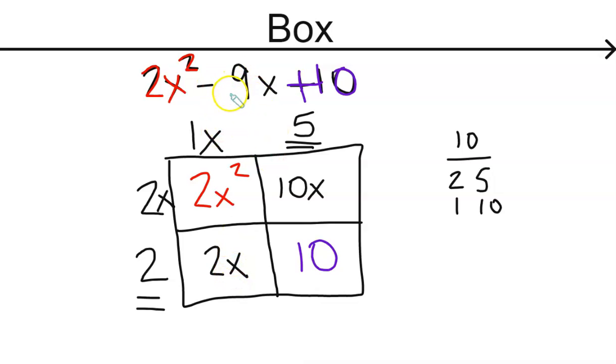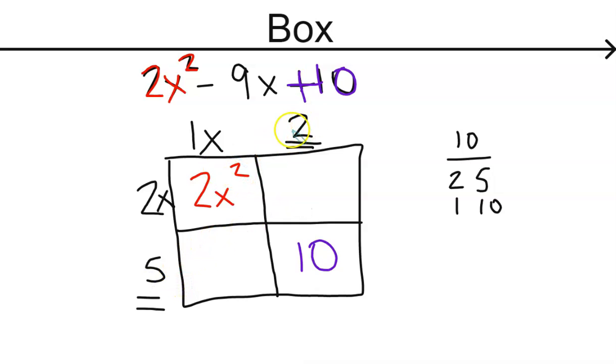I don't want 12. I want a negative 9. So I didn't put this in the right order. So let's back up. Let's back up. Okay? So let's think about putting them in the other direction. What if I put the 2 here and the 5 here?